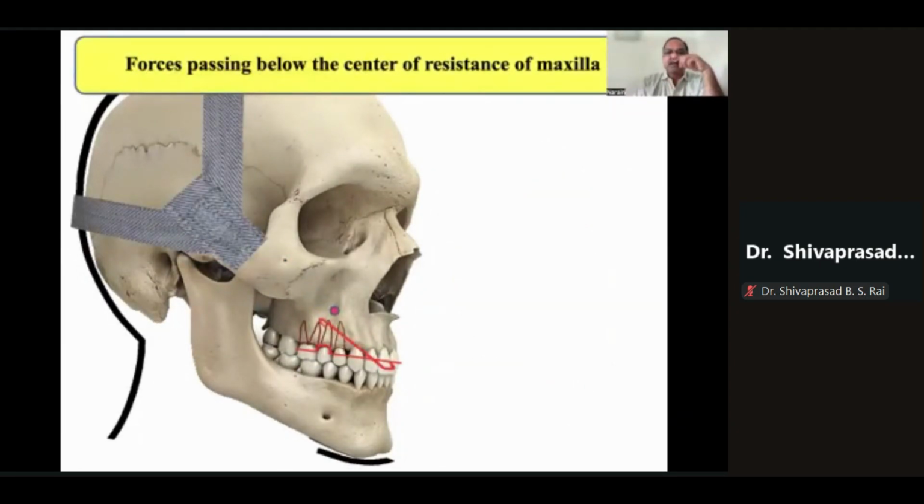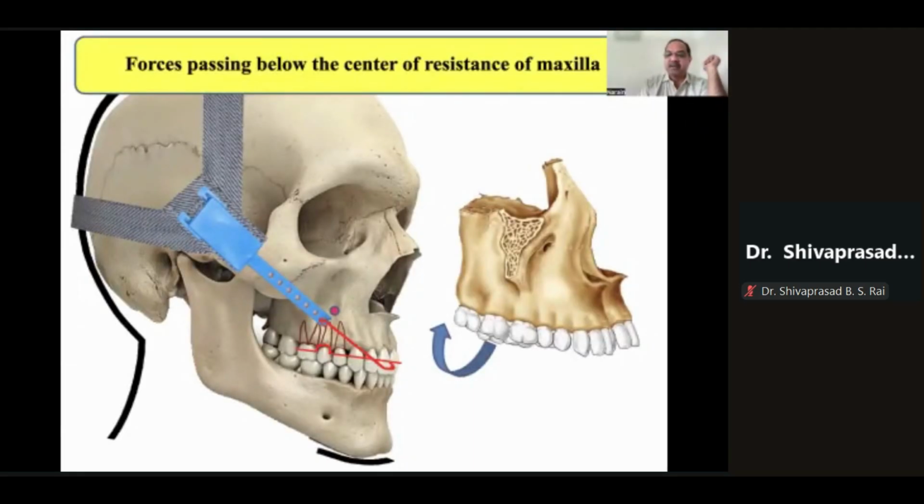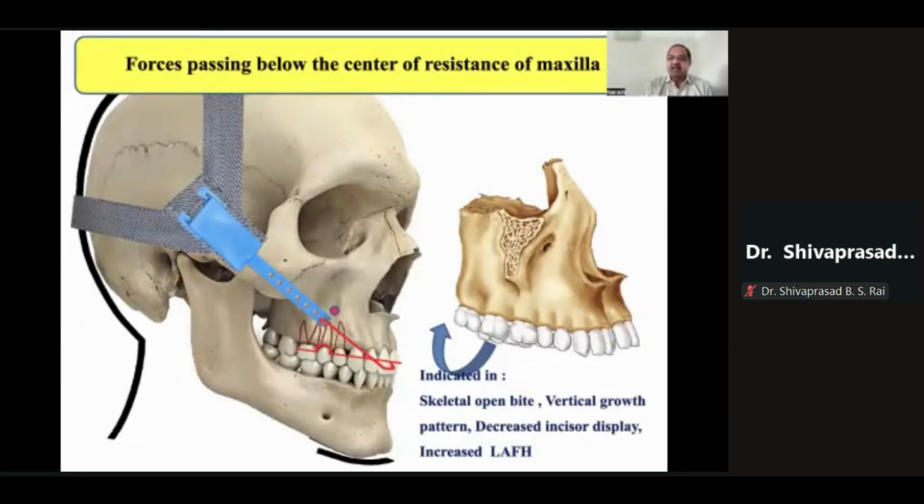Now let us take a situation where the forces are passing below the center of resistance of the maxilla. So the outer bow is bent downwards. What happens to the maxilla? There is a clockwise movement with intrusion of the posterior teeth and extrusion of the anterior teeth. So this is indicated in skeletal open bite, vertical growth patterns, decreased incisor visibility, increased lower anterior facial height.